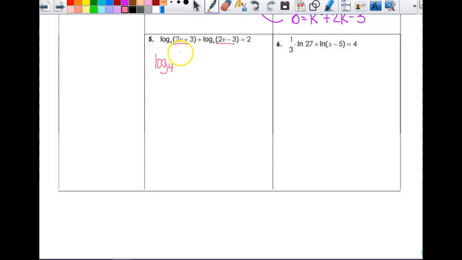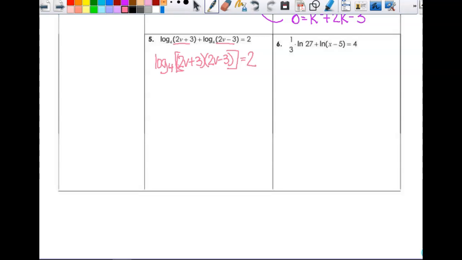Okay, so I'll have log base 4 of 2v plus 3, times 2v minus 3, equals 2. Right, so now inside of here, I need to actually multiply them.